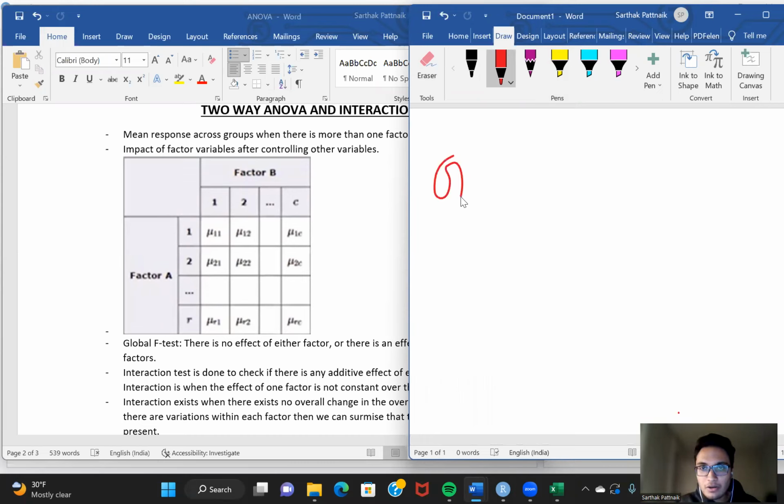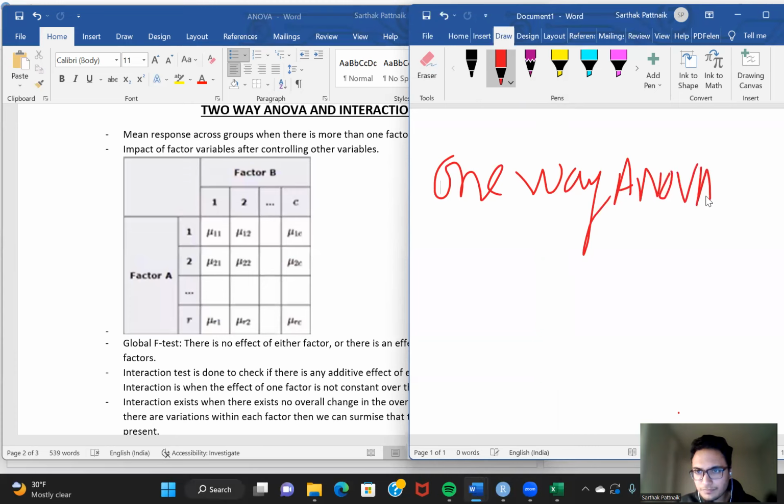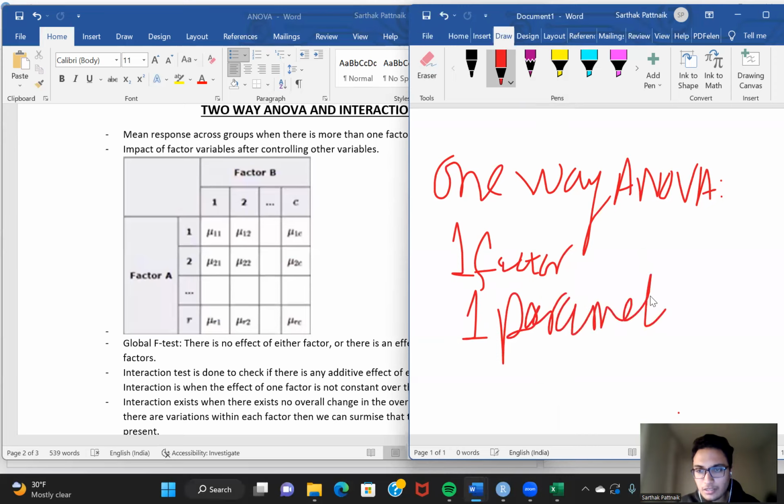So, in one-way ANOVA, you had one factor variable and you had one parameter, or numerical parameter, however you like to call it.